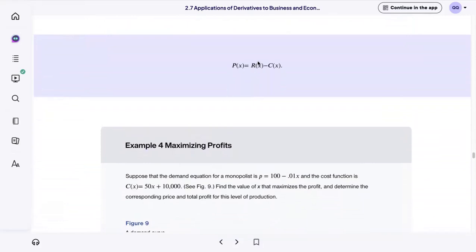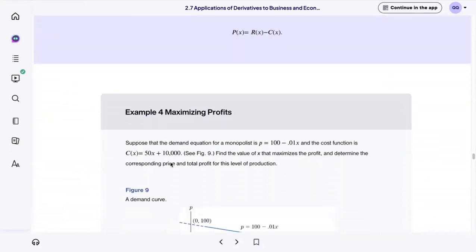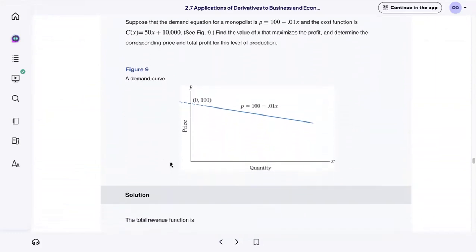So the profit function equals the revenue minus the cost. Let's see this question. Given a price function, you see the price function is also in terms of x, right? You could think of this as p of x. Now given a cost function, also a linear function, we want to find the value of x that maximizes the profit. So profit equals revenue minus cost.